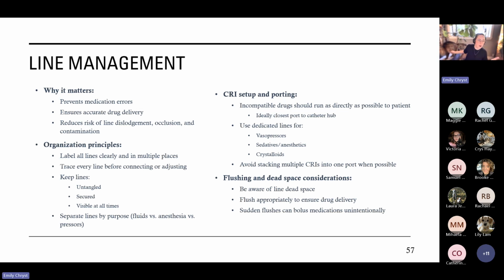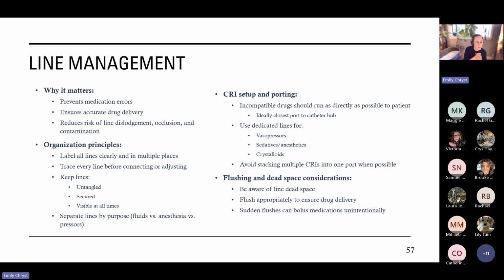So we want to make sure that all lines are labeled clearly and in multiple places. I like to label them at any place that they could be disconnected, like at an extension set and at the port. So that's a lot of labeling on all these lines. But when you've got 9+ lines going to a patient, you want to make sure it's very clear where those lines are going. And before I connect or adjust any line, I'm going to trace that fully so I know exactly where it's going.